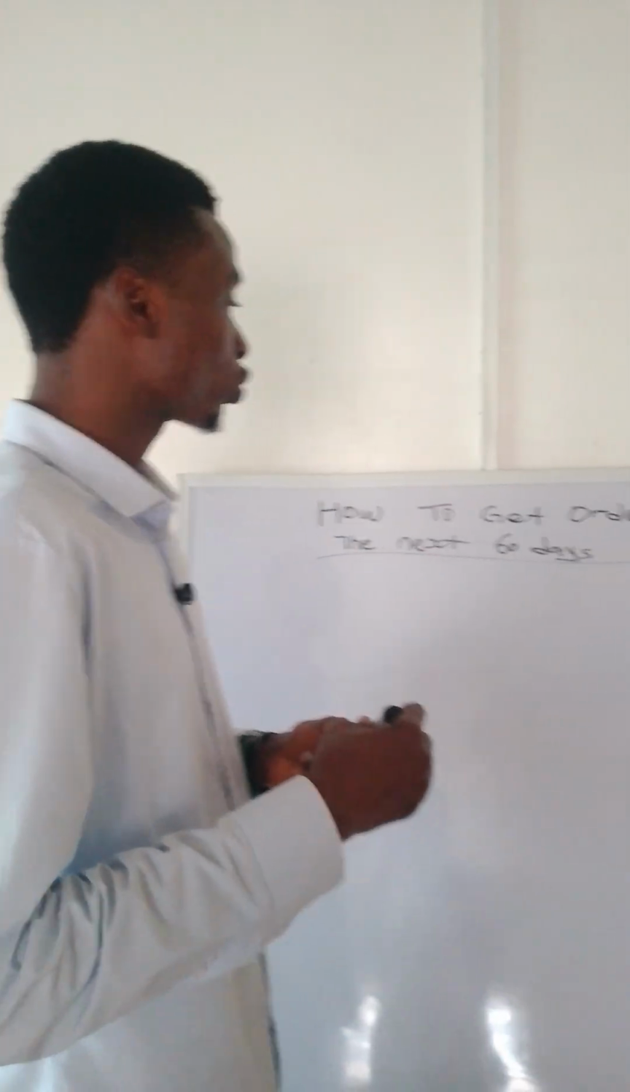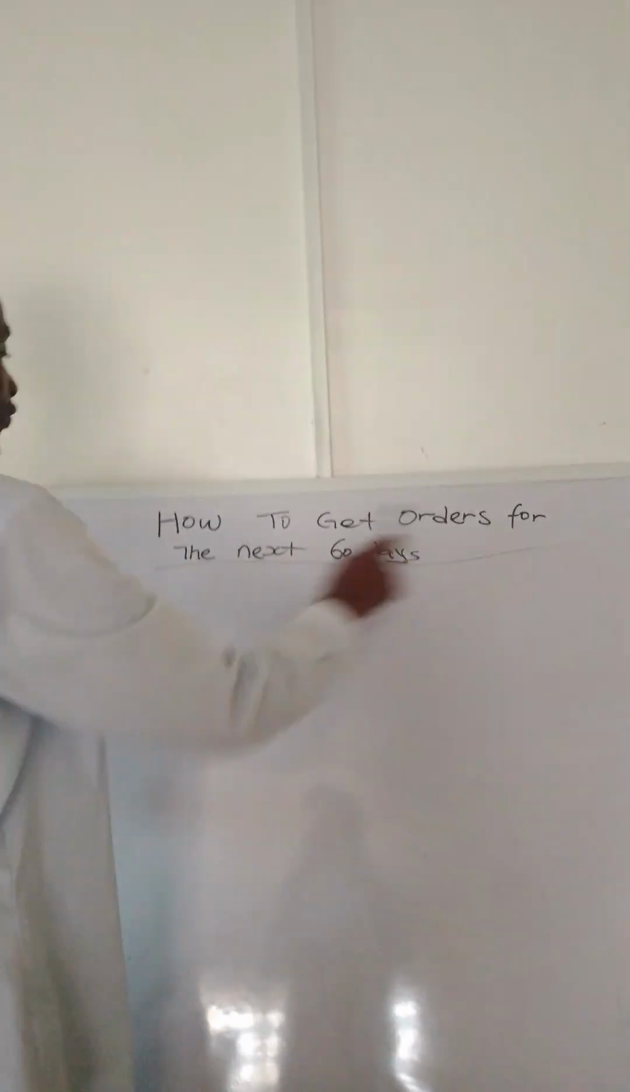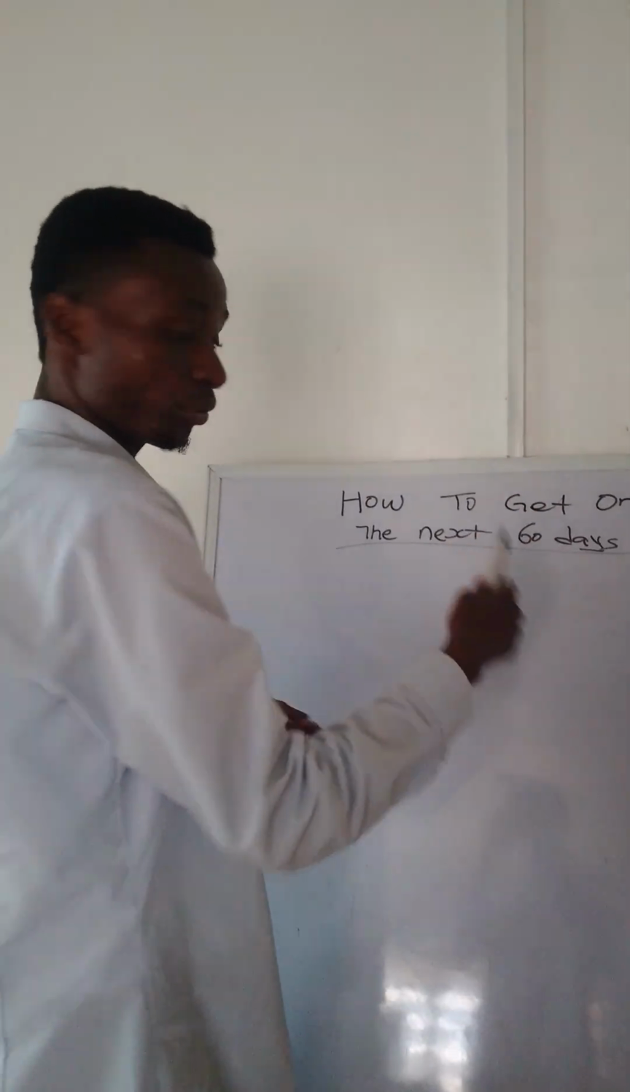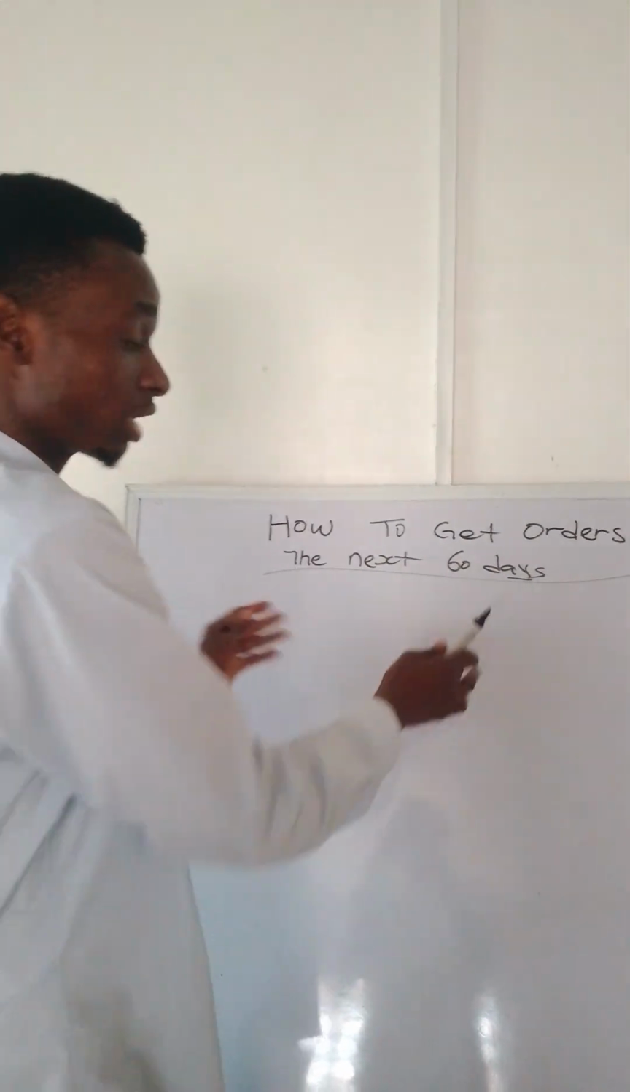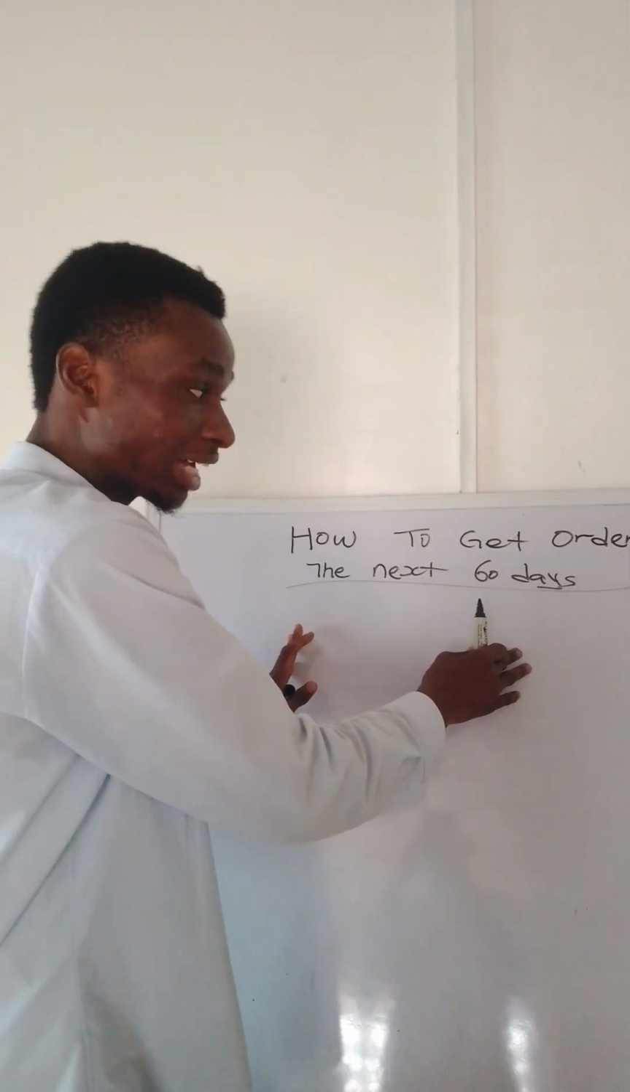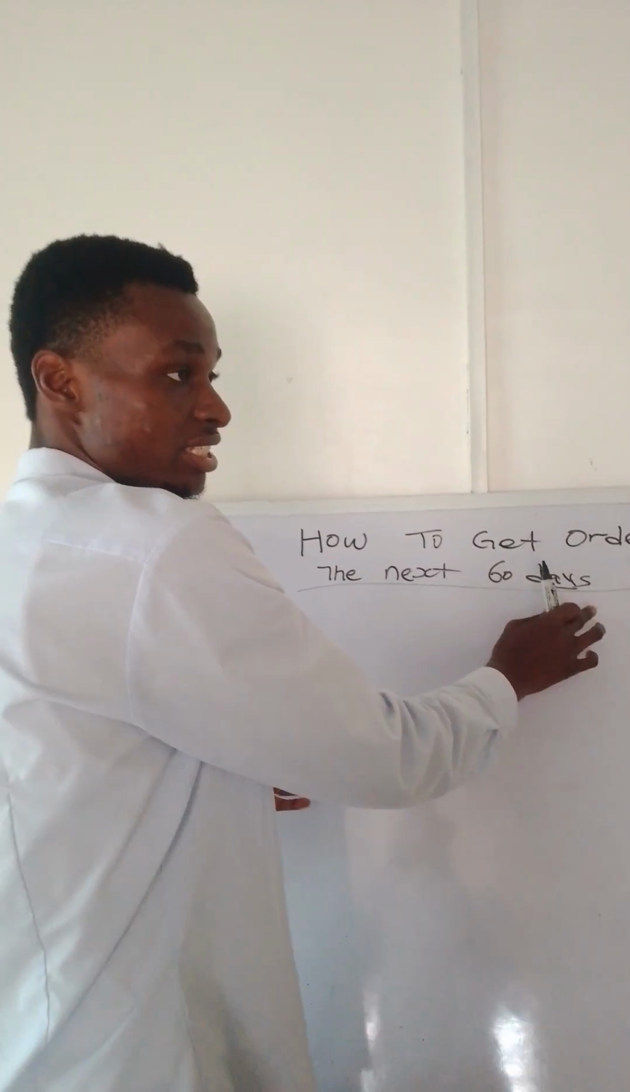Okay, hello everyone. So I'm going to show you how to get orders for your products or whatever service, whatever physical product. This is actually for product-based owners. This is how you can get orders for the next 60 days.